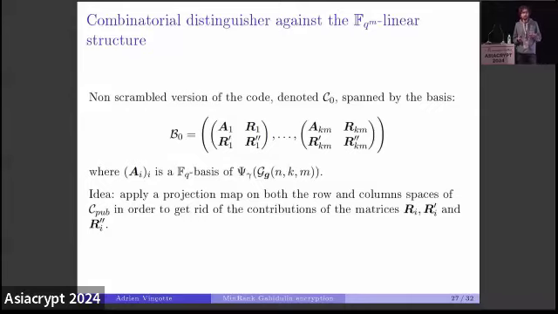So firstly, I will speak about the non-scrambled basis. Our idea is to apply a projection map on both the rows and column space of the public matrix code. The goal is to get rid of the contributions of all the random coefficients.